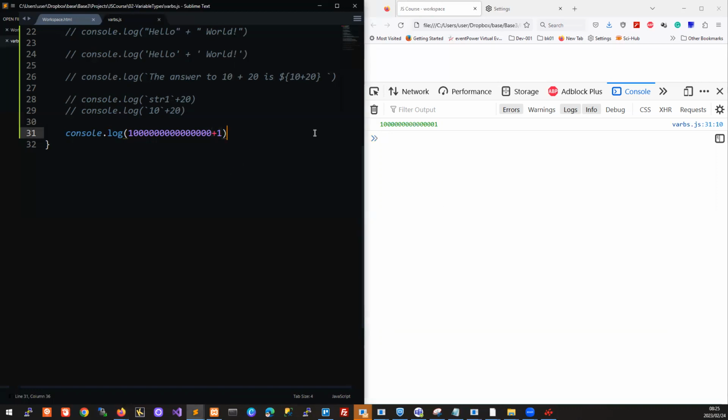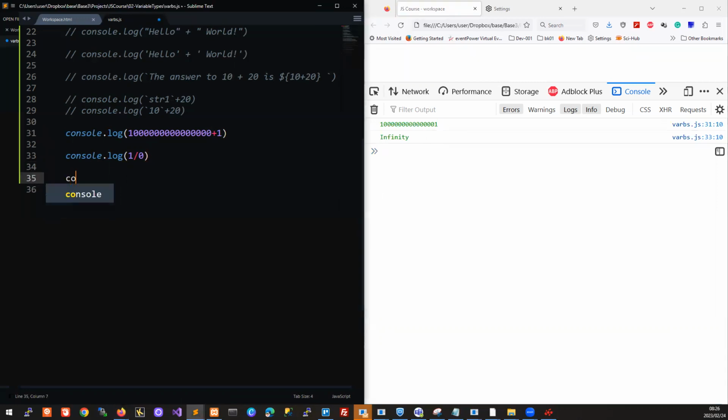But how about numbers that are really infinite? So, for example, if we take 1 and divide it by 0, we know that that is infinity. And so there is a reserved word, infinity. So it does tell us that this result is infinity.